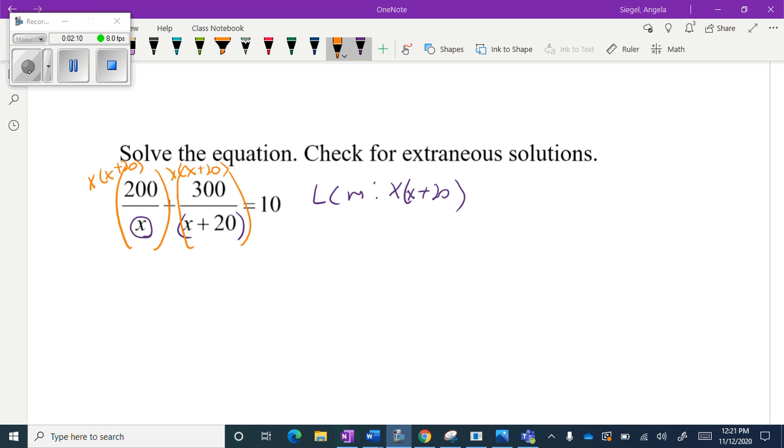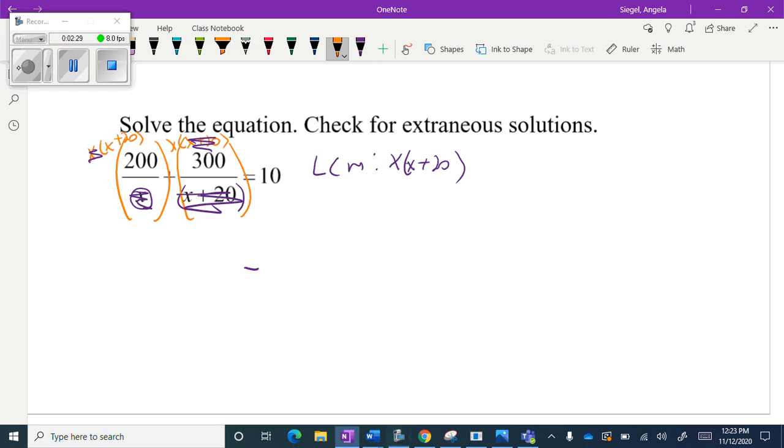So when I do that, the x's cancel out. So I have 200 times x plus 20. And then here, these cancel out. So I have plus 300x equals 10. So go ahead and take it from there and see what you get.